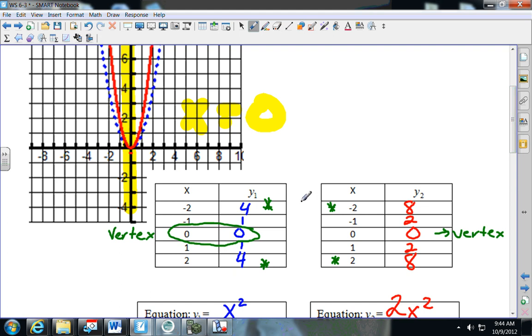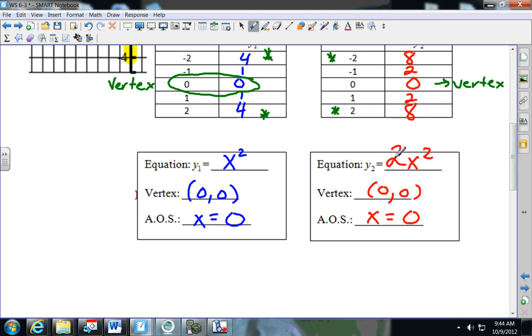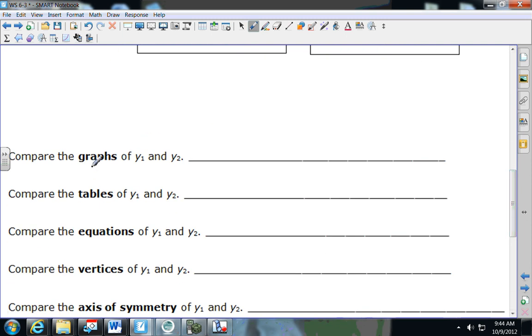Which one is skinnier, the red or the blue? The red is skinnier, right? And notice here that red is skinnier, and it has a number being multiplied in front of it. We'll come back to that in just a little bit. It said compare the graphs of y1 and y2. Well, y2 is skinnier. We did already talk about how they are the same and how they are different. That is going to be how you have to do part of the test questions. You're going to have to be able to compare them.